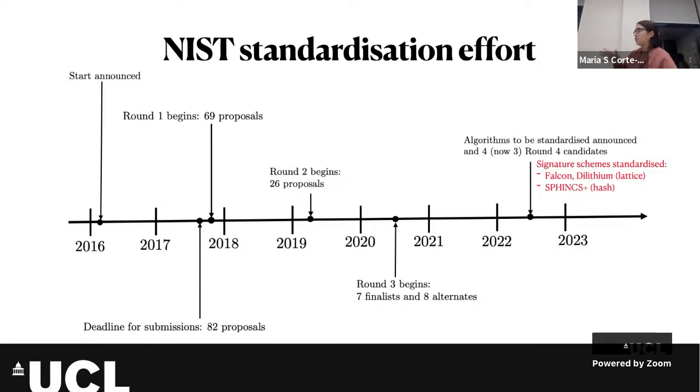In 2022, they announced the winners, or it's not a winner because they don't like to call it a competition, but the accepted schemes. I'll just talk about the signature schemes because that's the main focus of today. There were 2 lattice-based schemes, Falcon and Dilithium, and 1 hash-based scheme called SPHINCS+.